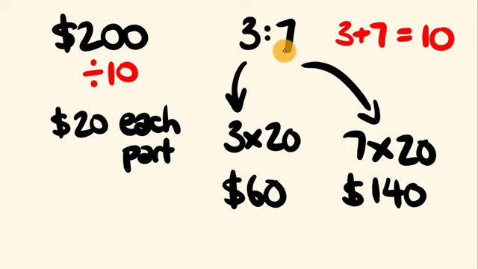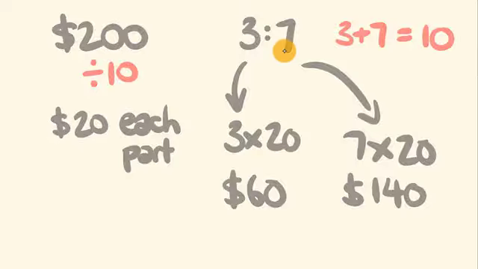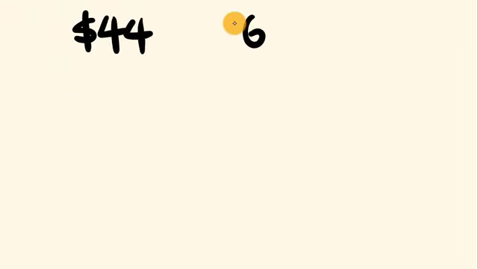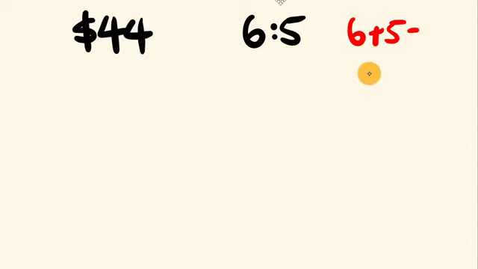All right, what about one more of these to practice? So we'll stick with the same sort of question once again, where we have $44 and we want to divide it up into a ratio of 6 is to 5. Okay, well, let's do this. First off, what we do once again is we see how many total parts that we have. We have 6 parts here and 5 parts here. So in total we have 6 plus 5. This is 11 parts altogether.